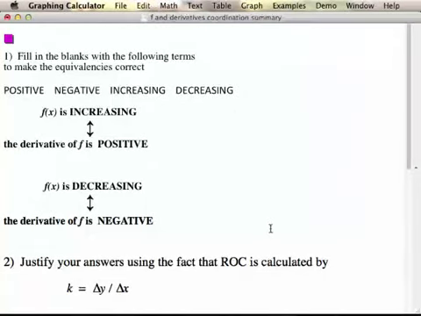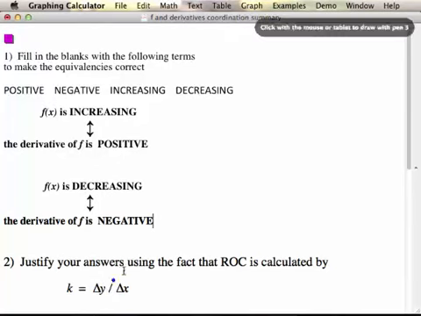Okay, so we said that if the function output values are increasing, the derivative is positive because we'll have a positive change in y for a change in x. And that will make our ratio, our rate of change ratio, positive. So then right down here.